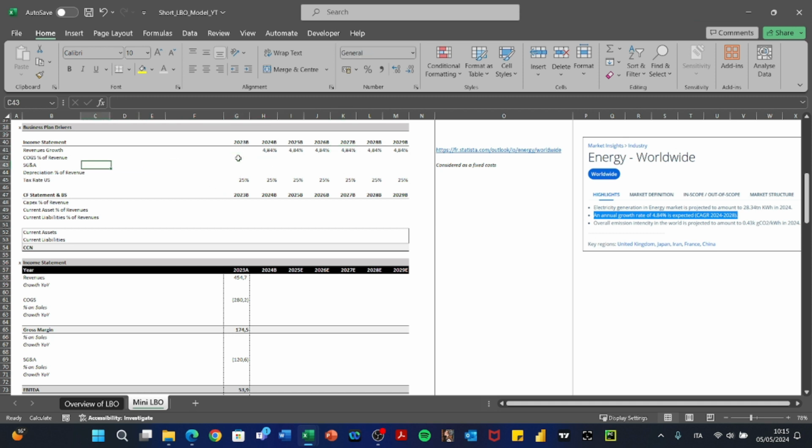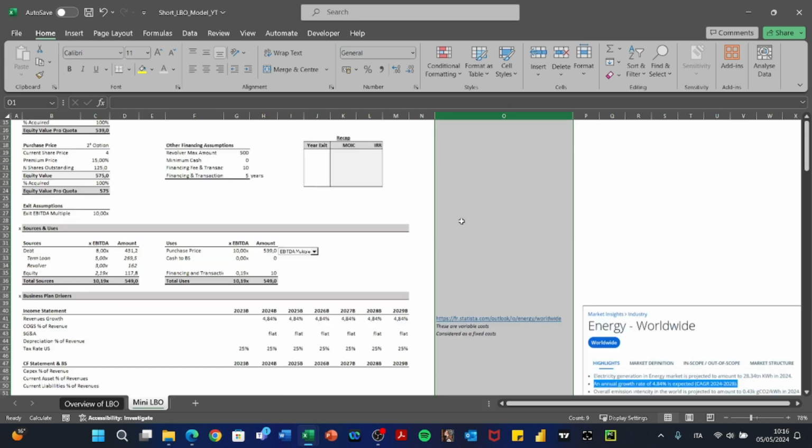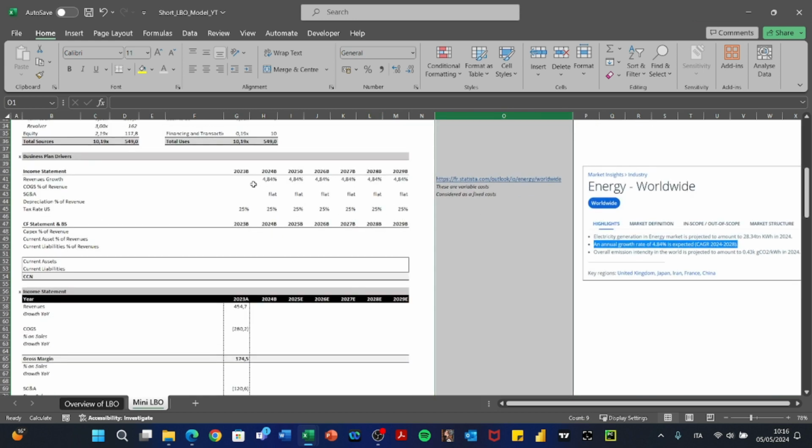About our SG&A, I'm assuming that these are fixed costs, so we're going to keep them flat. And our COGS, let's assume that these are the costs. I like to always leave a column dedicated to the notes. I think that can be useful.